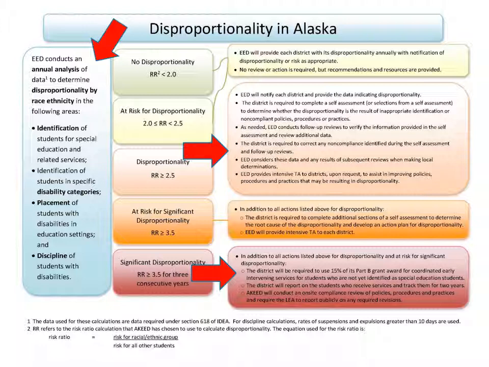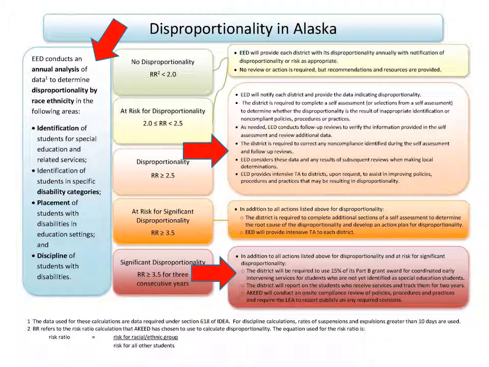For significant disproportionality, there is a risk ratio of being equal to or greater than 3.5, and that's over the course of 3 consecutive years. The reason for that is that we want to allow districts to be able to make corrections to situations where they're able to identify a problem and then make those corrections.